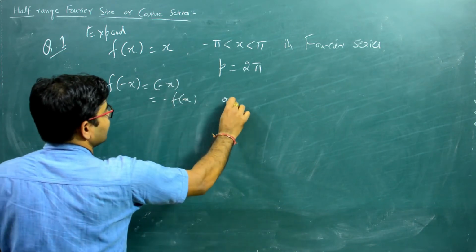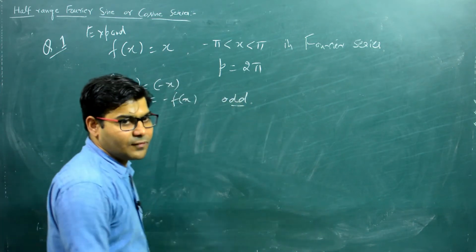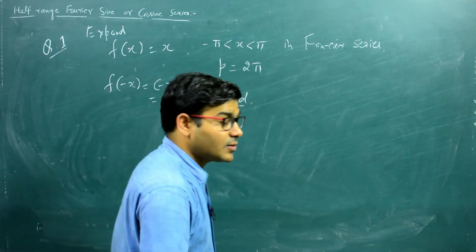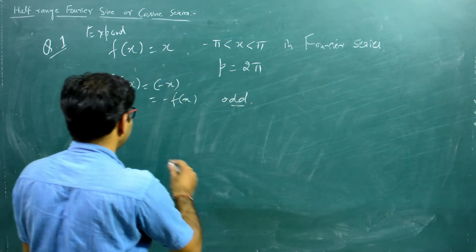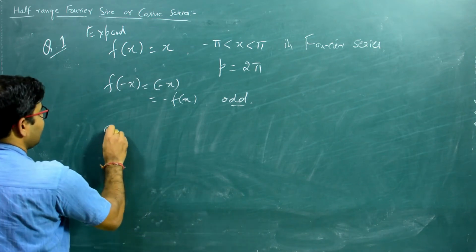So this is an odd function. So what we are supposed to get in case of an odd function, we are supposed to get all a_n to be 0. So let's try to see that. So what is the value of a_n?